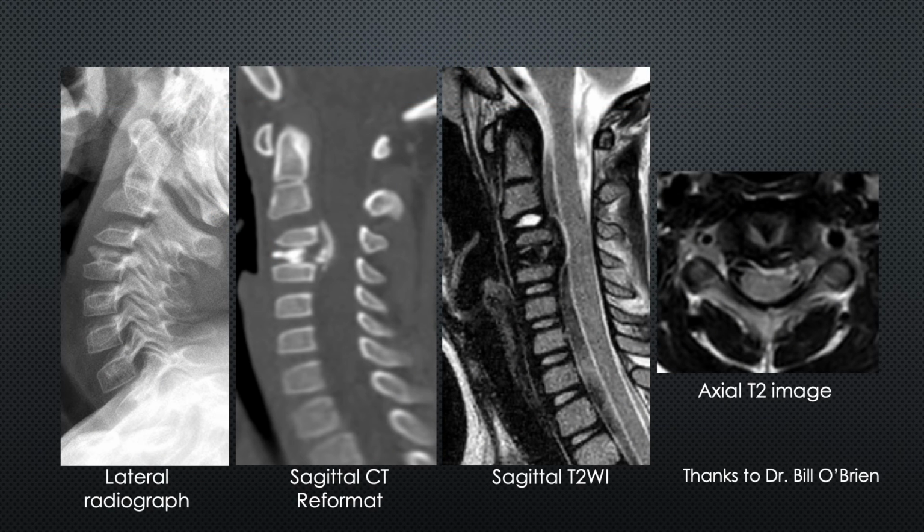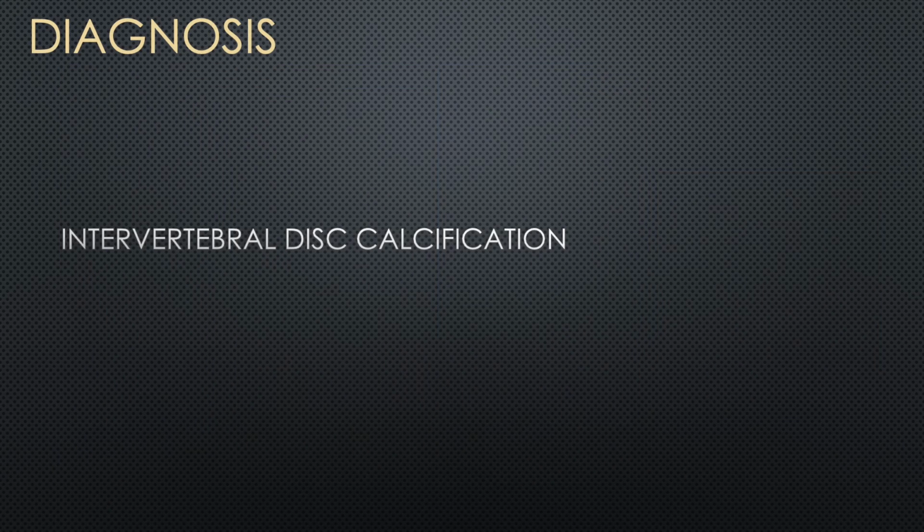There's a lateral radiograph. Here you can see calcifications at the disc level of the cervical spine. This is actually at the C3-C4 level. You can also see it on CT even better. There's a sagittal reformation showing intervertebral disc calcification and some retropulsion of these calcifications. On sagittal T2 it's harder to see the calcifications, but you can see the narrowing of the cervical spine at this level, maybe some minimal mass effect upon the cord, as well as on the axial T2. And so this is actually intervertebral disc calcification.